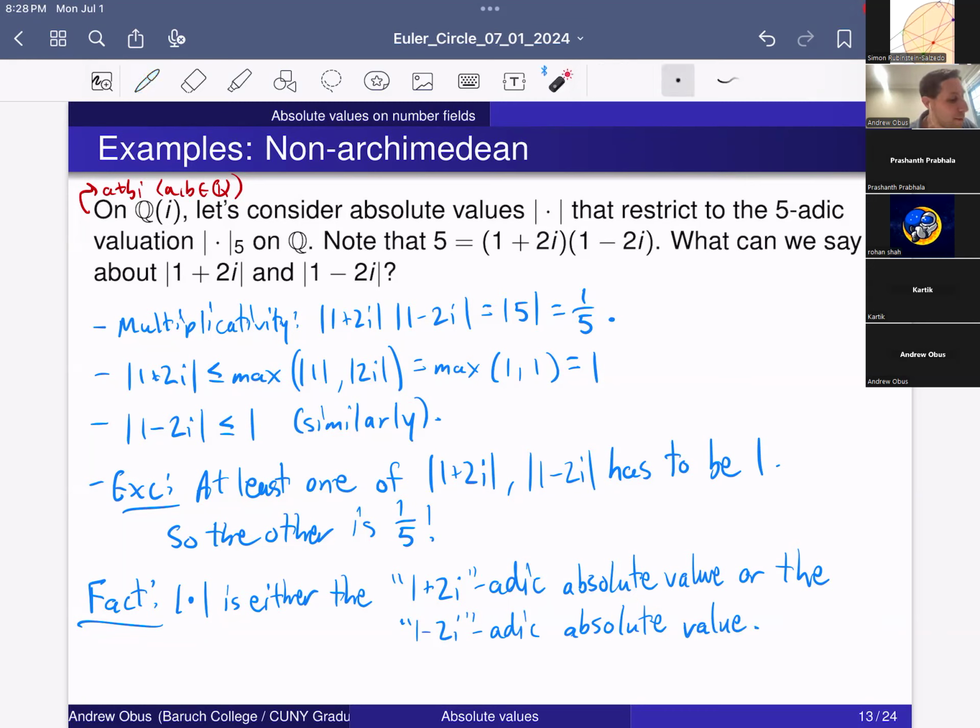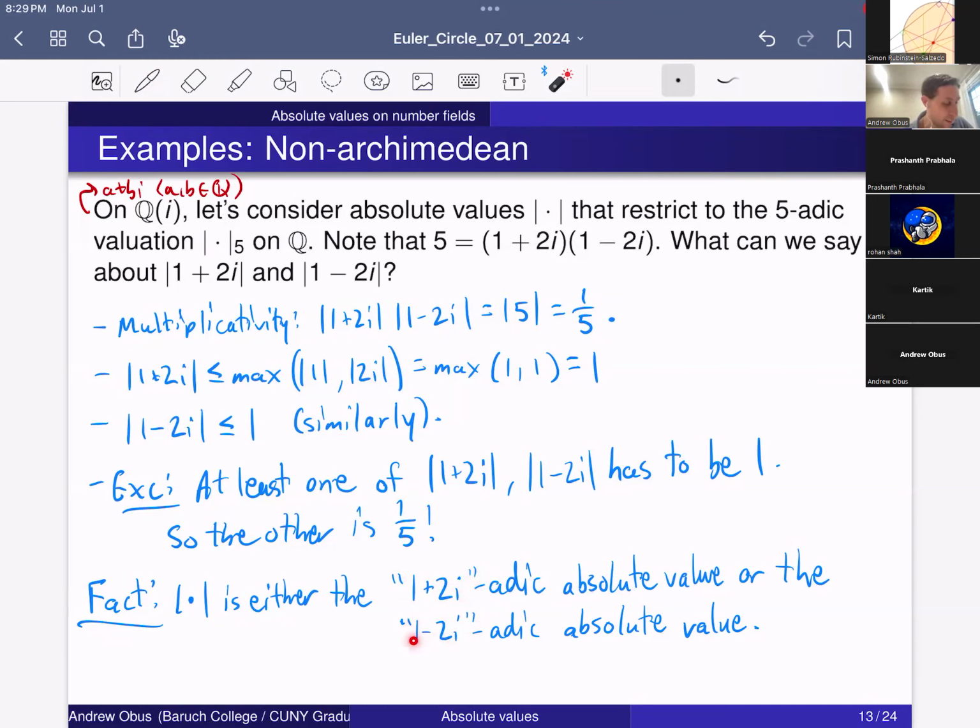And what do I mean? Basically, what's the absolute value? For instance, if you take a Gaussian integer a plus bi, where a and b are integers, you can factor it. This turns out to have unique factorization, just like the regular integers do. You factor out as many factors of 1 plus 2i as you have, and then you raise 1/5 to that number of factors, and that's going to be the absolute value.